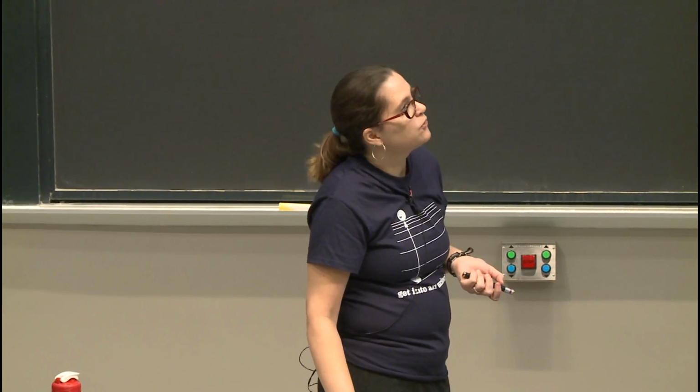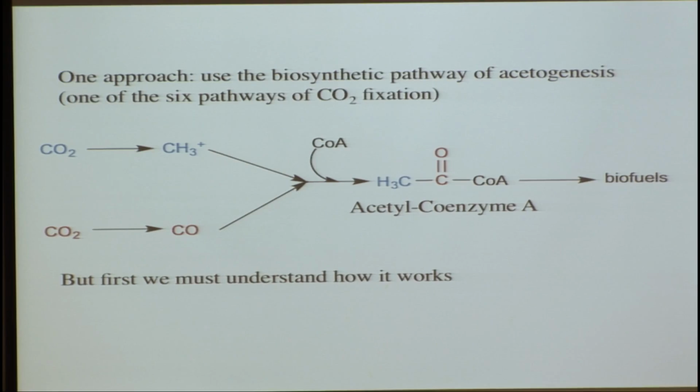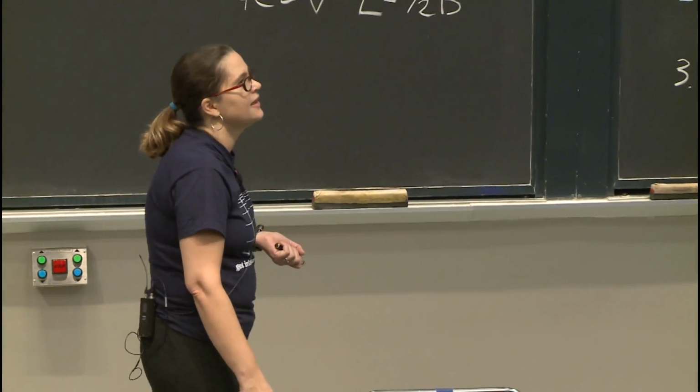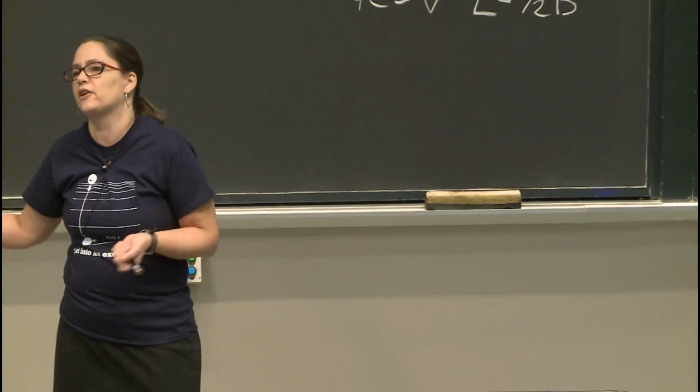So this is what we want to understand, and we want to use this and turn our CO2 into biofuels. But before we do this, again, we must understand how it works, and we can ask the following questions. Are there redox reactions involved? Yes, there are. Is there acid-base catalysis? Why, yes, of course there is. Are there transition metals involved? Is this hard chemistry? Yes. Therefore, pretty much guaranteed there'll be transition metals involved. Are there challenging rate-limiting steps? Oh, something's always rate-limiting, absolutely. And what about the chemical equilibrium? What about our Q's and K's?